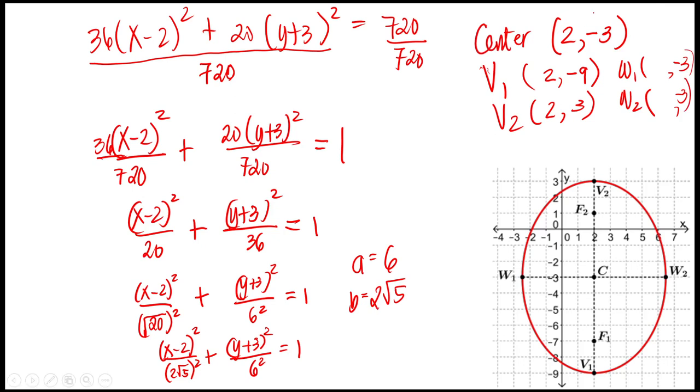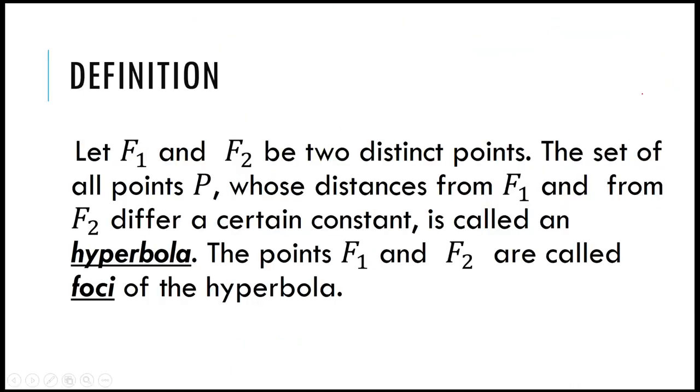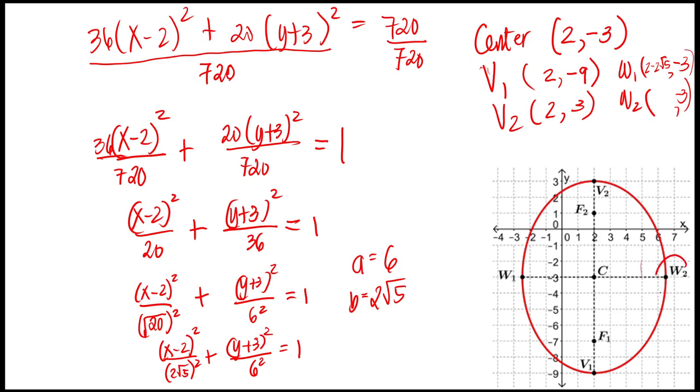Plus minus ulit. Ano ang ipa-plus minus natin? 2 square root of 5. So, that is for W1, dahil nasa left siya, magma-minus tayo. So, 2 minus 2 square root of 5. And then, yung W2, dahil to the right, mag-a-add tayo. 2 plus 2 square root of 5.